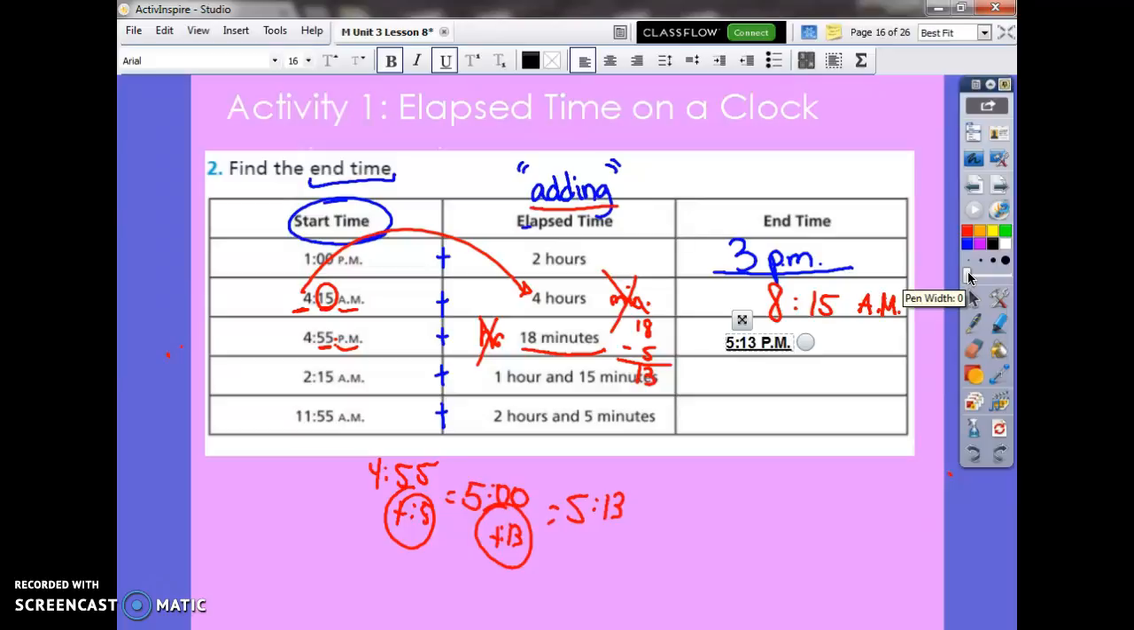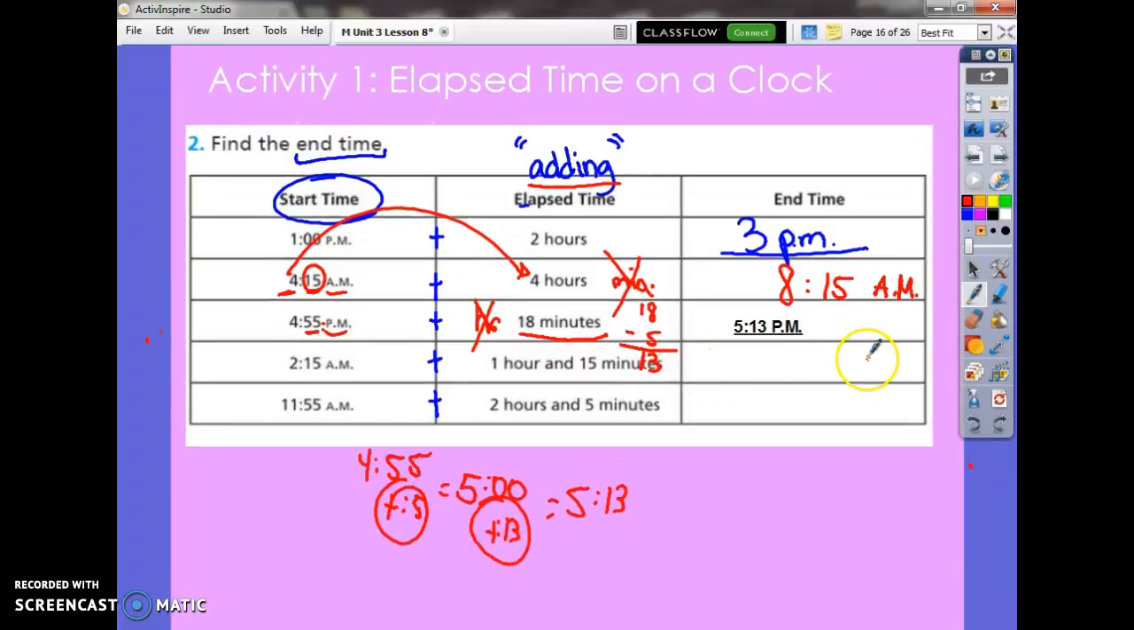All right? The next one, I'm at 2:15 a.m., so you're sleeping. And maybe in an hour and 15 minutes, this elapsed time, you hear a dog bark, or you hear the lightning, or the rain start. All right? So again, elapsed time is the difference between the starting time and the end time. So at 2:15 a.m., I'm adding an hour and 15 minutes. So I can look at my 15 minutes on my elapsed time and my 15 minutes on the a.m., and I know that I'm going to end with something 30.